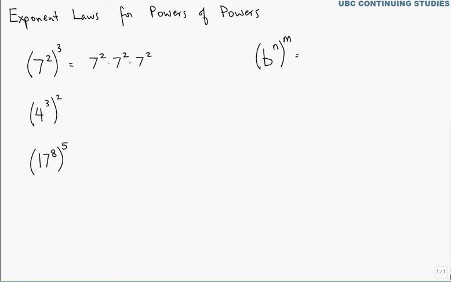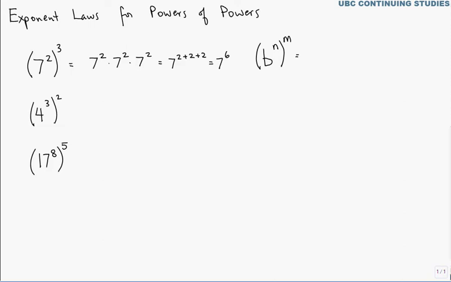So at this point, we can use the law we just learned for multiplication. Since the bases are all the same, we can add the exponents. So this becomes 7 to the power of 2 plus 2 plus 2, which is 7 to the power of 6. Or alternatively, you could just expand the 7 to the power of 2, and you have 7 times 7, another 7 times 7, and another 7 times 7. You would have 6 sevens.